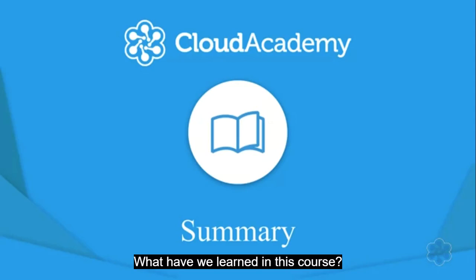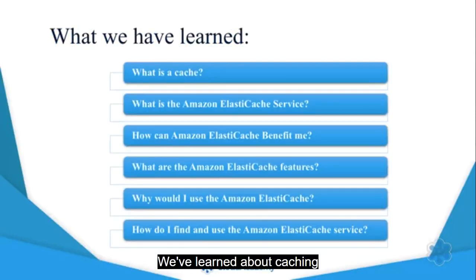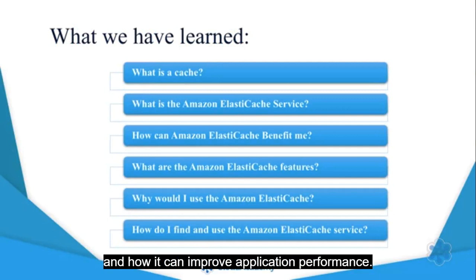So, what have we learned in this course? We've learned about caching and how it can improve application performance. We then talked about Amazon ElastiCache and how it can improve the performance of your cloud-based applications. We can describe the features and benefits of the Amazon ElastiCache service. We learned how developers can take advantage of ElastiCache's ability to simplify the process of adding a caching layer and how it simplifies administrative tasks.